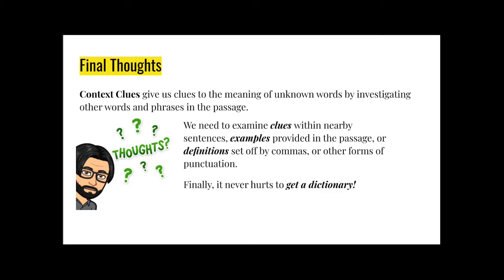In closing, we now know that we can use context clues to help us determine the meaning of unknown words by investigating other words and phrases in the passage. So we don't necessarily need to consult a dictionary or pull out that trusty app or even consult the almighty guru known as Google. We can just simply examine clues within nearby sentences, look for examples that might be provided in the passage, or even see where the author has defined those words by setting them off with a form of punctuation such as a comma.